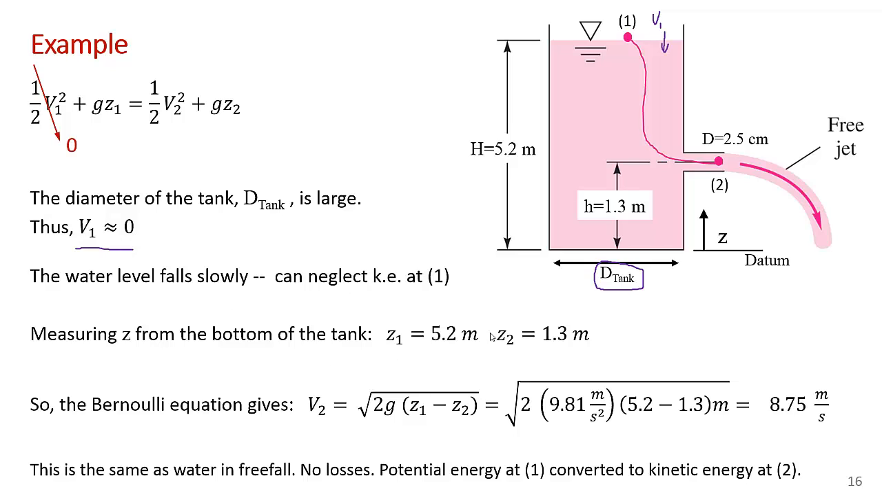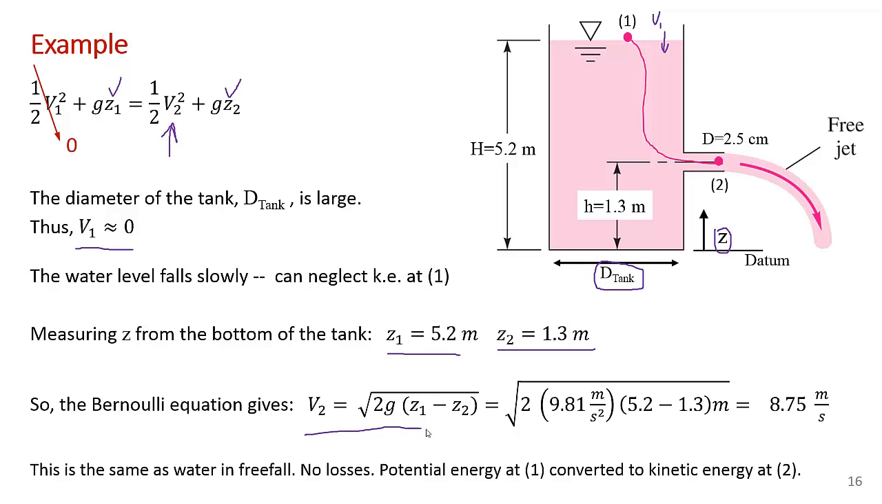Now notice here I'm measuring the elevation Z from the bottom of the tank. You can pick any convenient datum or reference line that you want. So if we pick the bottom of the tank as the datum, we have Z1 equals 5.2 meters, the height of the tank, and Z2, the discharge point, is 1.3 meters. And so now we've got Z1 and Z2. We can solve for V2. And that's what I've done here.